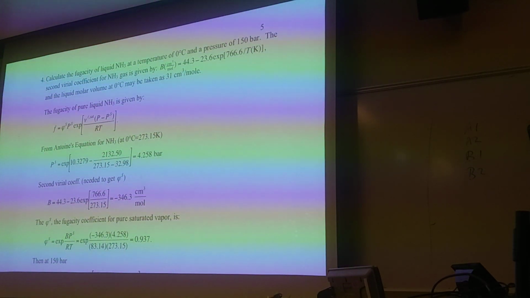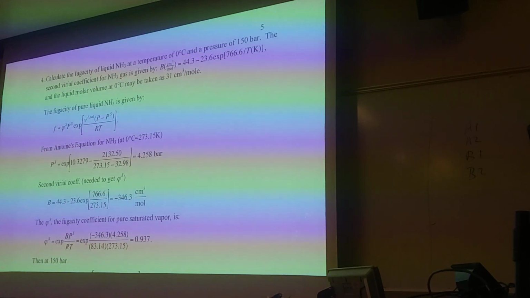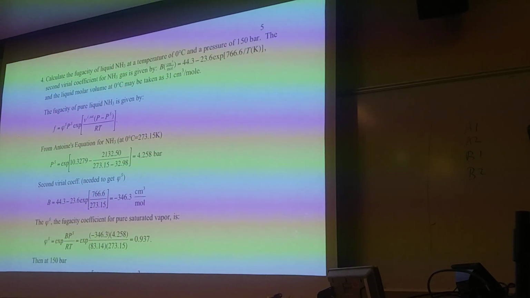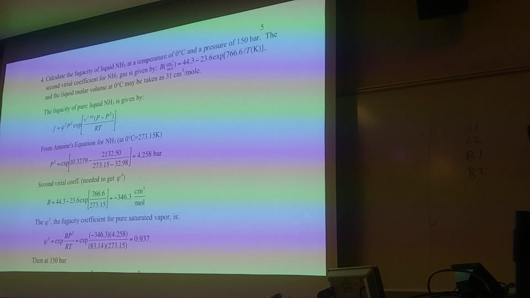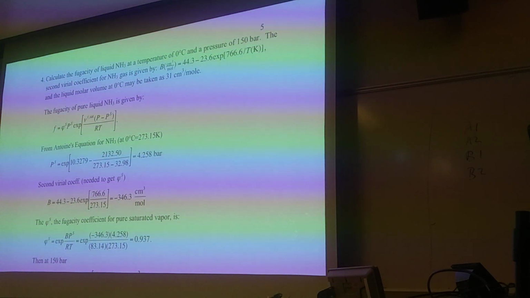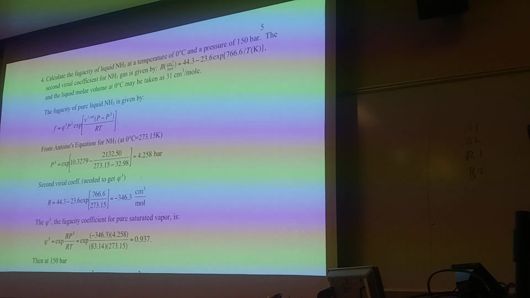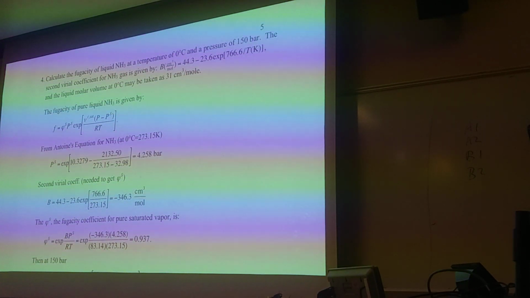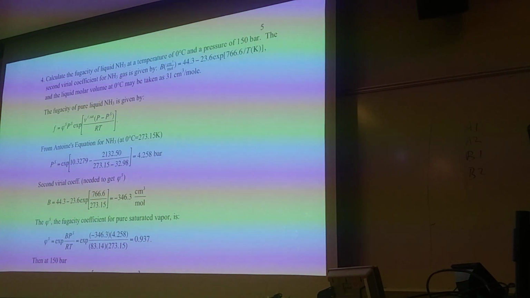Next, let's look at calculating the fugacity of liquid ammonia at a temperature of 0 C and a very high pressure of 150 bar. The second virial coefficient for ammonia gas is given by 44.3 minus 23.6 exp(766.6 over the temperature in degrees K). And the liquid molar volume at 0 C may be taken as 31 cubic centimeters per mole.